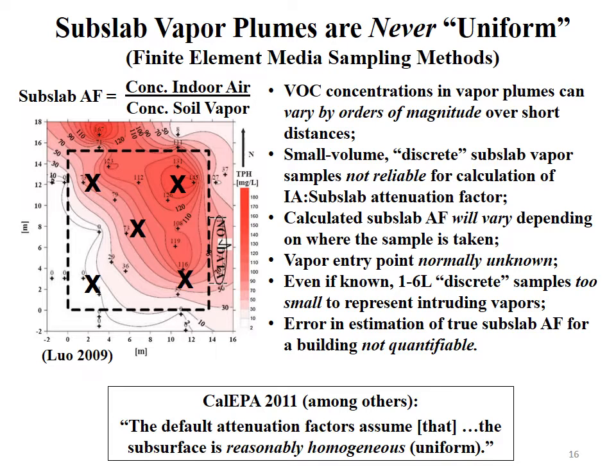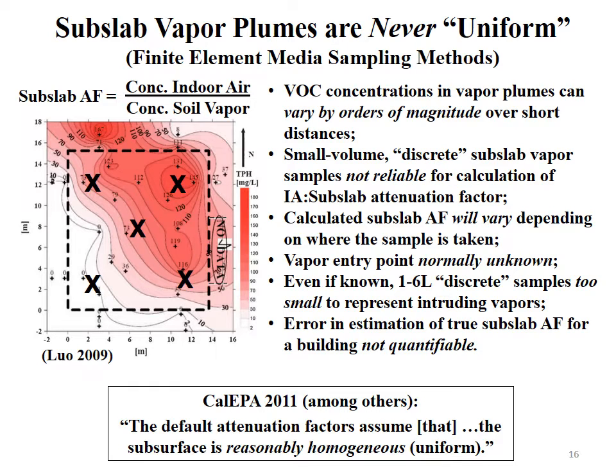Well, in reality, subslab vapors or vapor plumes under slabs are never uniform. And that's a problem when we're using these finite element media sampling methods, or discrete samples, as we call them in the environmental business, to test for vapors under slabs. They have some use. Sometimes with discrete samples, we'll mention later, they're useful for identifying large-scale patterns. But at individual points, they really can't be relied on.